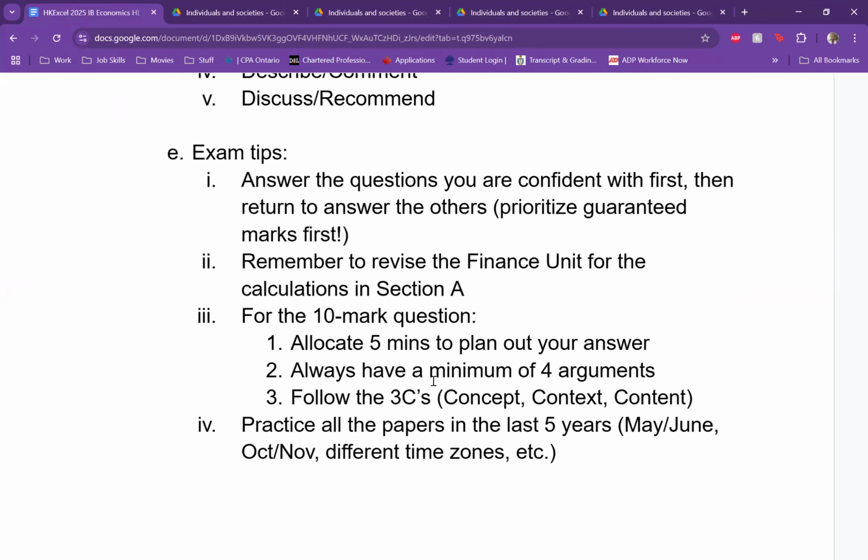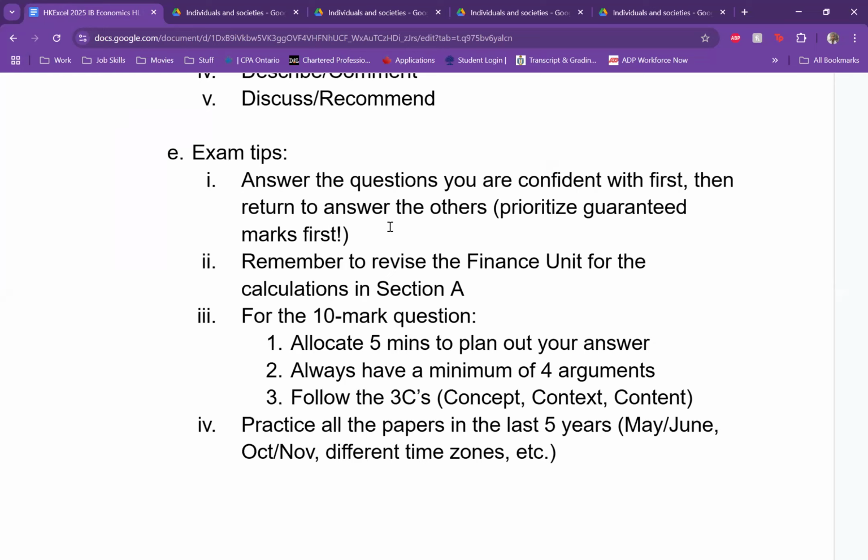So again, answer the questions that you are confident with first. This is in reference especially to section A with all the calculation questions, because if you're confident about the question, write the answer, move on to the next one. Don't waste time trying to remember which one or which formula you're supposed to use. You can always do this once you've prioritized the marks that you can guarantee first.